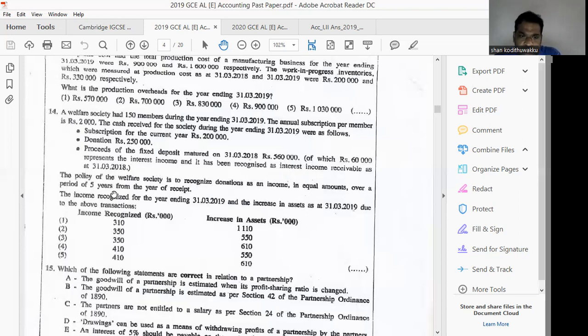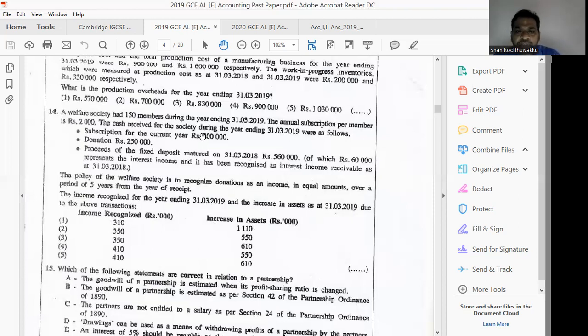Right. Then the income recognized for the year ended 31st March 2019 and the increase in assets as at 31st March 2019 due to the above transactions. Income recognized and increase in assets. We have to identify both answers. Then only select the correct answer. First, we try to identify income recognized. You know, income means what is relevant to the current year.